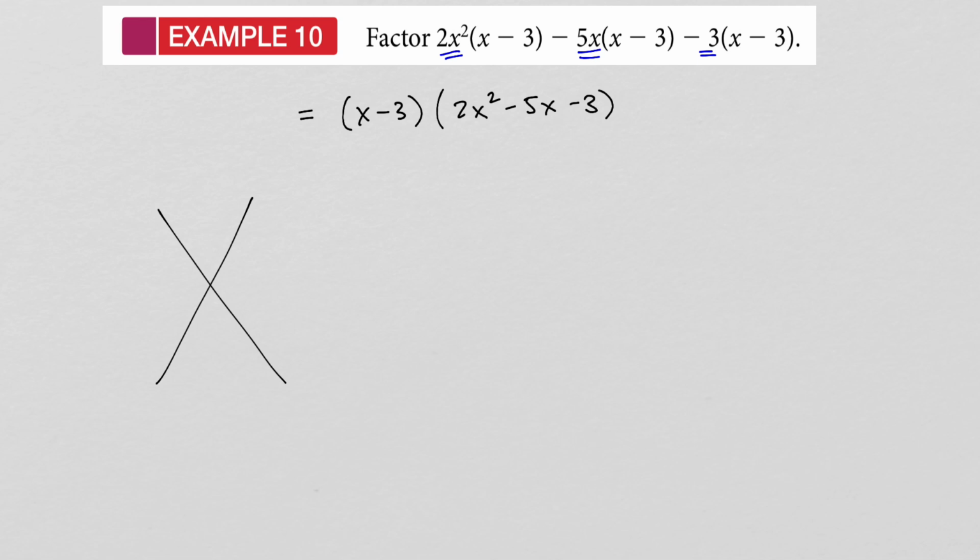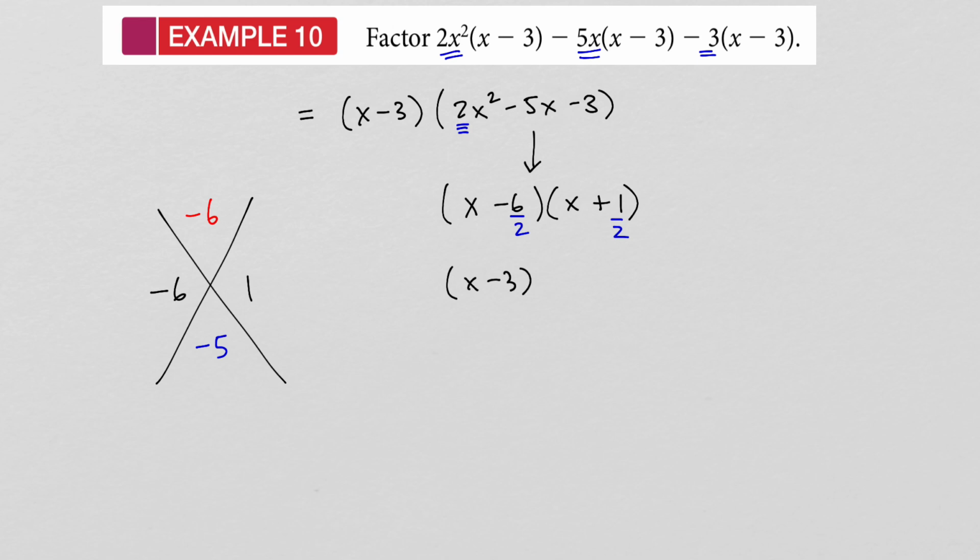Let's make a magic X. Let's multiply 2 times negative 3, which is negative 6, and then the middle number is negative 5. What numbers do I multiply to get negative 6 and add to get negative 5? Negative 6 and positive 1. So this one right here should factor x minus 6, x plus 1, but don't forget you have to divide by 2 on each of those. And so this becomes x minus 3, and this one becomes 2x plus 1. This 2 has to go up here, and this one reduces.